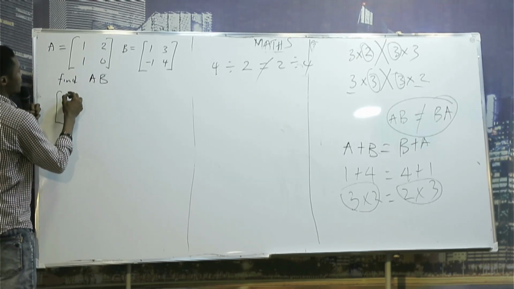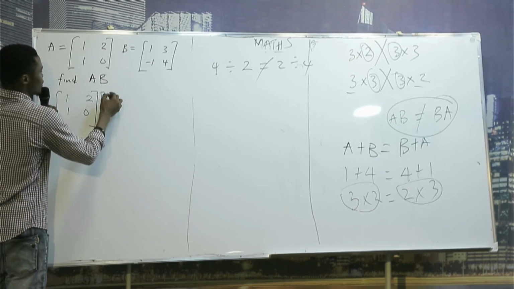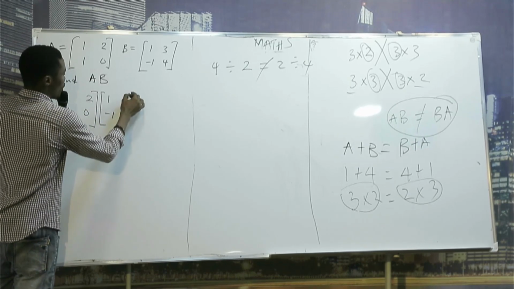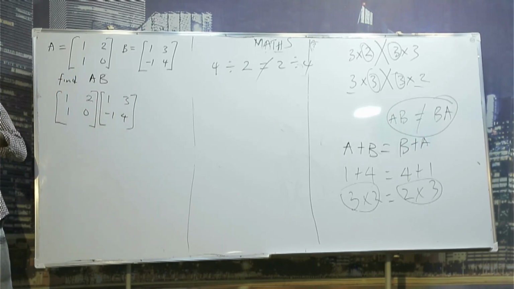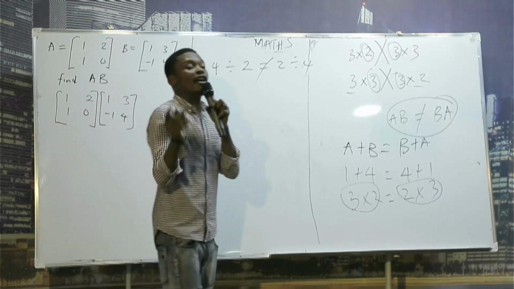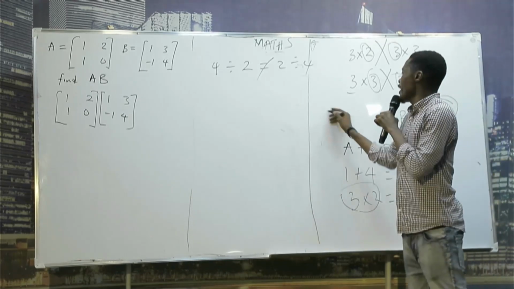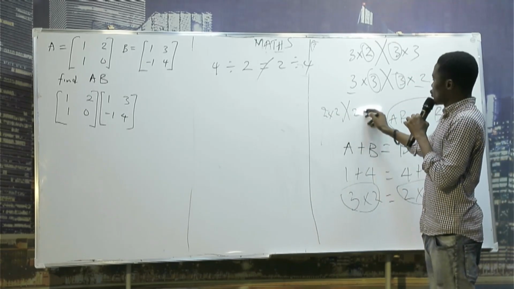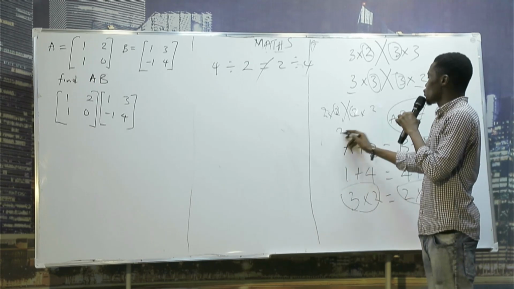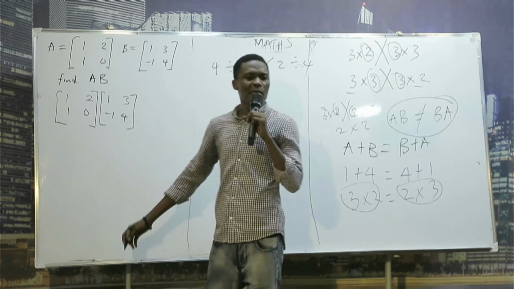Let's write it like this. So we have A, which is [1, 2; 1, 0], and we have B, which is [1, 3; -1, 4]. Are we there? Now, is it possible to multiply, first of all? What will be the order of the answer? Do you know how we got 2 by 2? First of all, the order of A is 2 by 2, multiplying a 2 by 2. The answer will be 2 by 2.